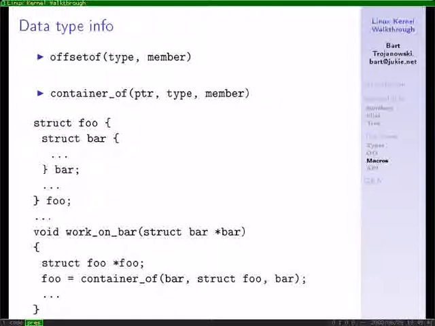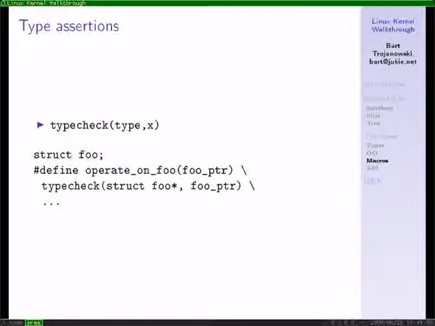Okay, so at the end, the return of the container of macro will be a pointer to foo, and it will have the correct offset adjustment, and it will not generate a GCC warning that you're trying to cast something from one type to another.